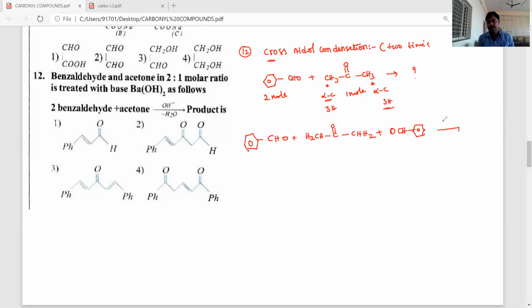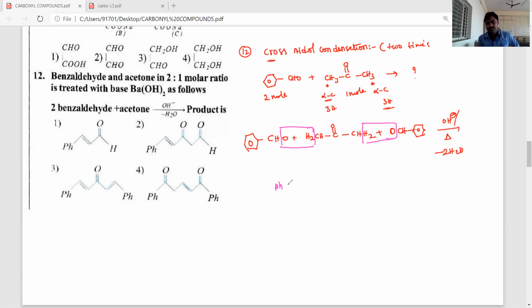In the presence of base, on heating, loss of 2 moles of water molecules. See here these 2 alpha hydrogens and the carbonyl carbon oxygen. Loss of water molecule. And here, what is the product, dear students? Here a double bond will form.